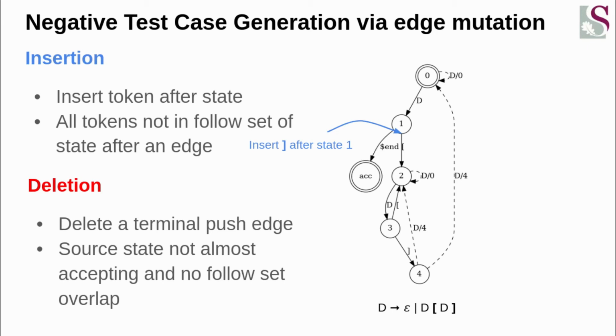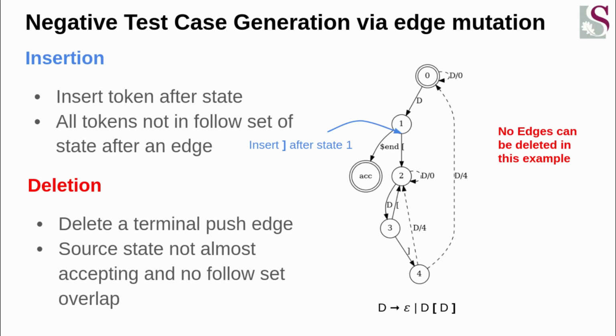Then for deletion, we delete terminal push edges if the source state is not almost accepting, and also it does not overlap in its follow set with the destination state. So in this graph there are actually no edges that can be deleted, since all edges here are either almost accepting, as is the case with, for example, state 4, where from state 4 we can go to state 0, to state 1, and then to the accept state. So that doesn't include any terminal push edges.